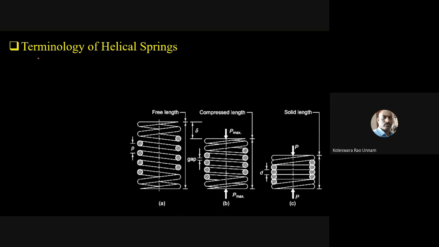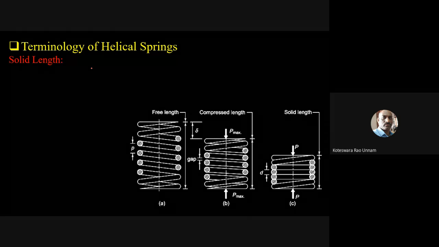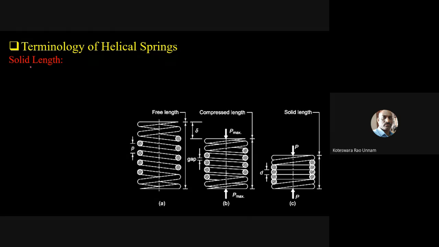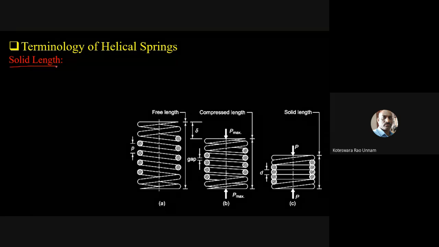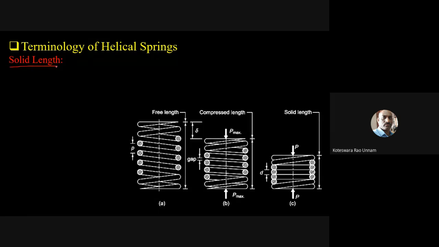So, continuing this terminology of helical springs. Next we are saying what is coil diameter, what is spring index, what is wire diameter. Similarly, Do and Di, that is the outside and inside diameters of the spring. Then the next terminology is solid length.